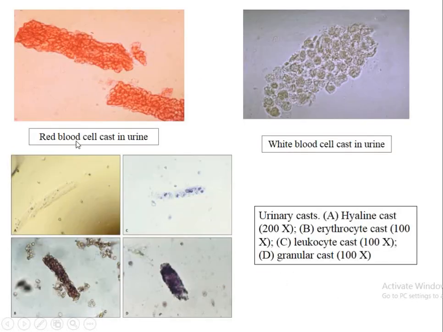You can see the red cell casts in the urine. Then we see cell casts. You can see here the hyaline cast, the erythrocyte cast, leukocyte cast, and the granular cast. All can be seen in different conditions.